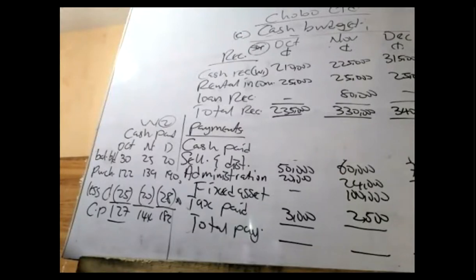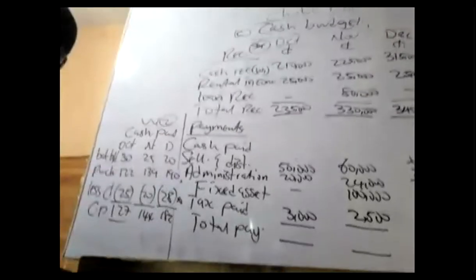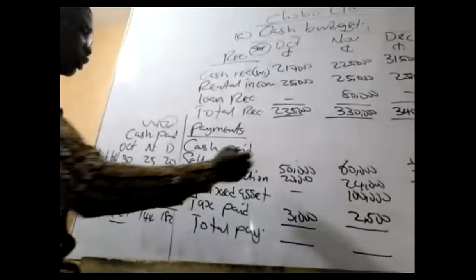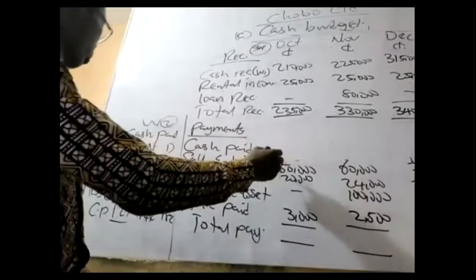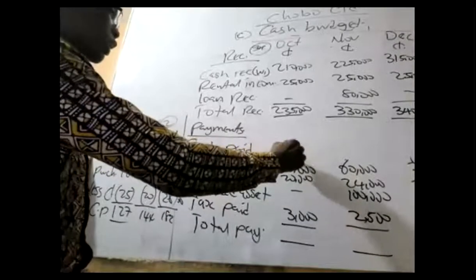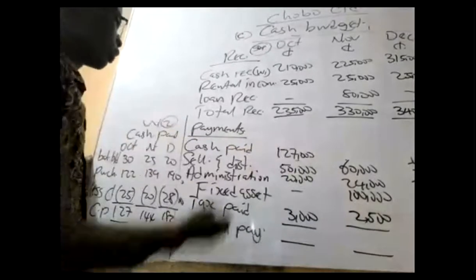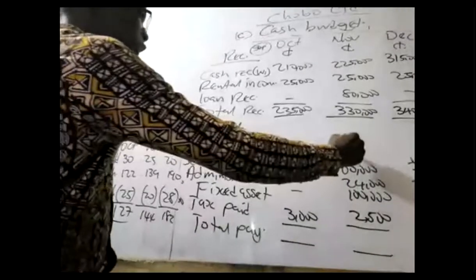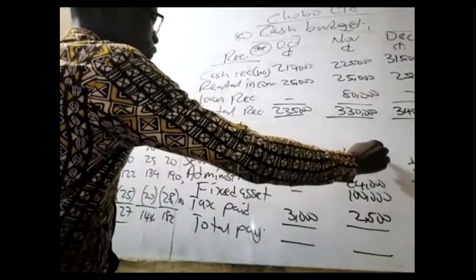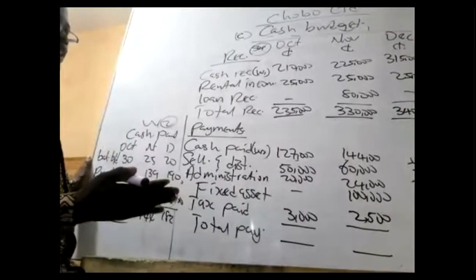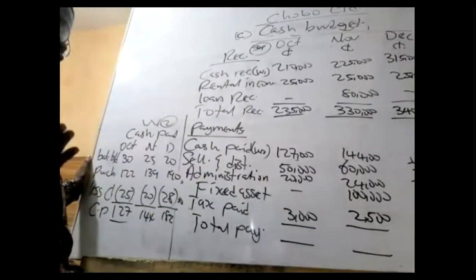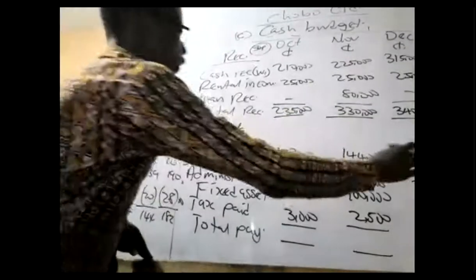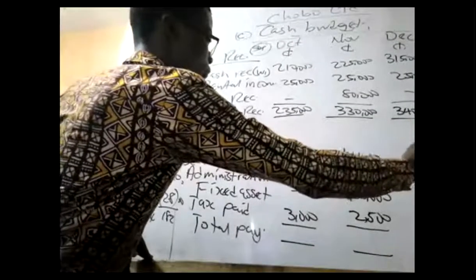Let's go and put them in, and then we are done with the cash budget. So that will be 127,000, working number 2, 144,000. Please, you've seen a cash budget on its own. Our previous example was a cash budget on its own. This is 182,000.